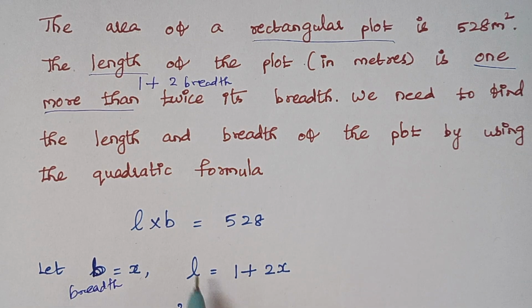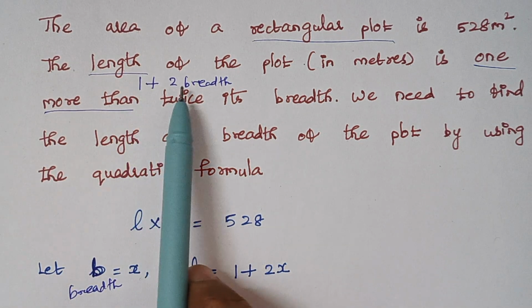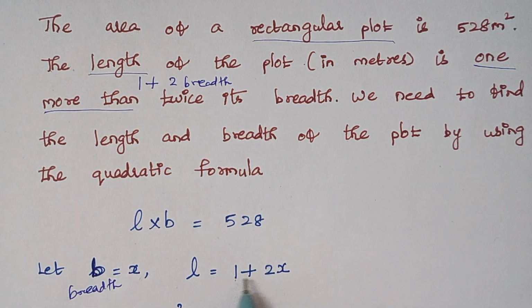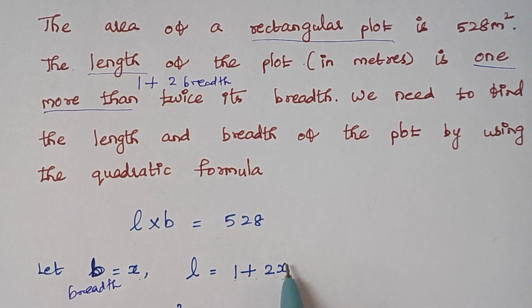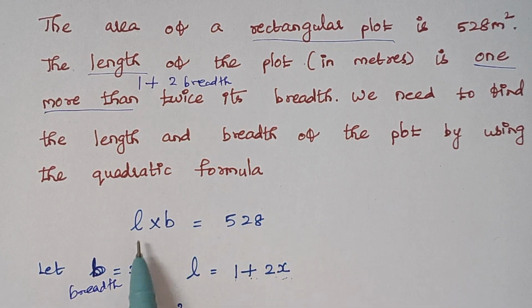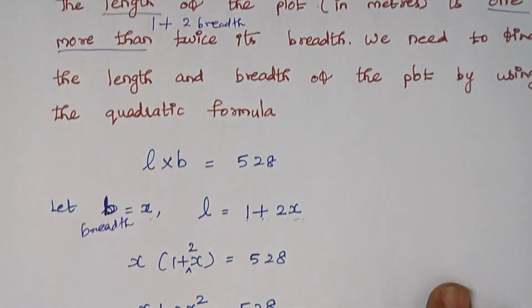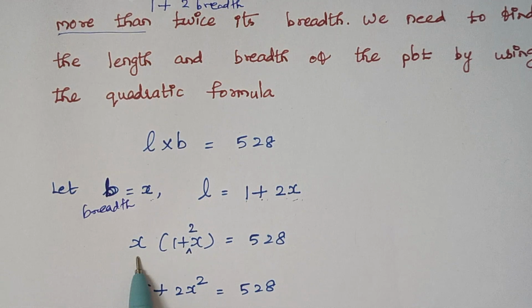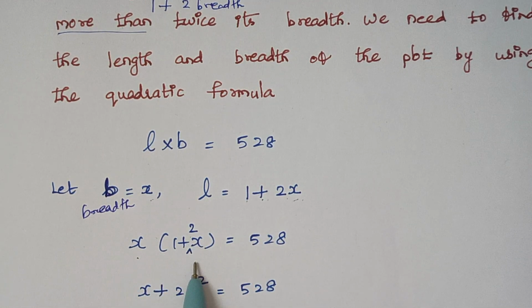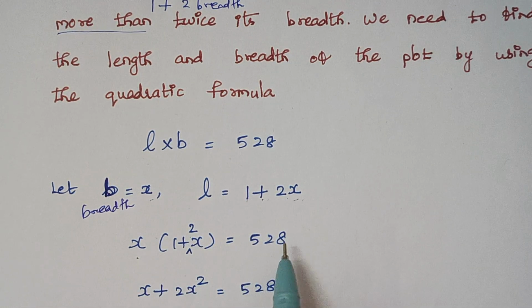Therefore, what is the value of L? L is given by 1 plus 2 into breadth. Therefore, 1 plus 2 into x, because the value of breadth is taken as x here. Now, we can substitute these two values in the place of L and B. So, in the place of L, it is 1 plus 2x, and in the place of B, it is x. So, x into 1 plus 2x equal to 528.